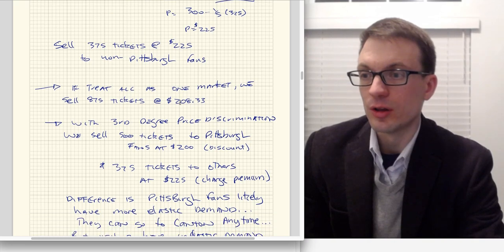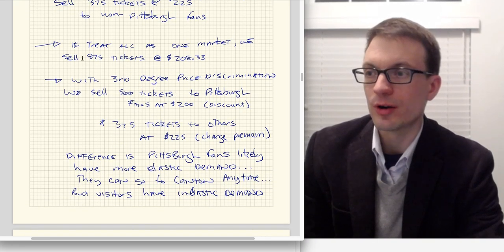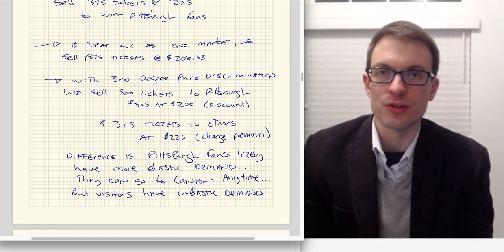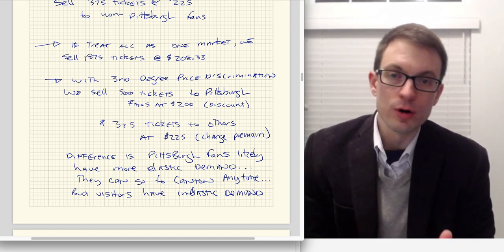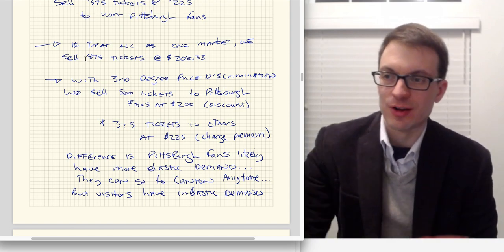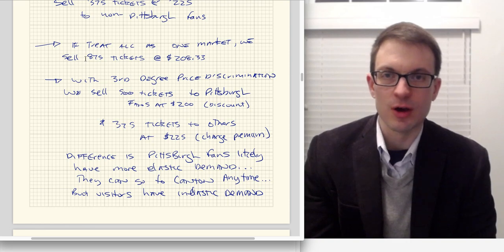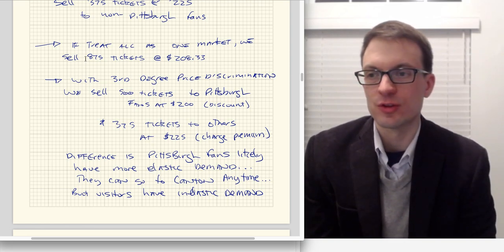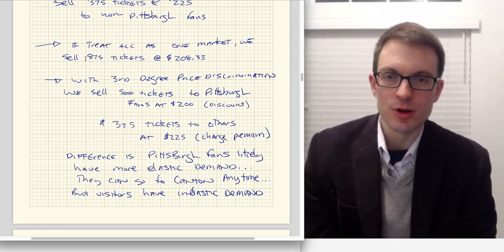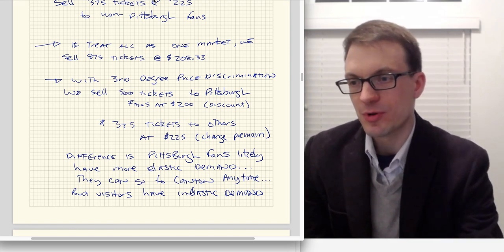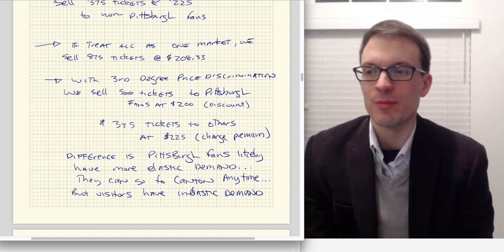If I treat all of my demanders as one market, I would sell 875 tickets at a price of $208.33 each. Or with third degree price discrimination, I'll send 500 tickets to my Pittsburgh fans. I'll give them a discount. I'll charge them $200 for the trip. And then I'm going to sell 375 tickets to my non-Pittsburgh demanders. I'm going to charge a price premium. I'll charge $225 from them.